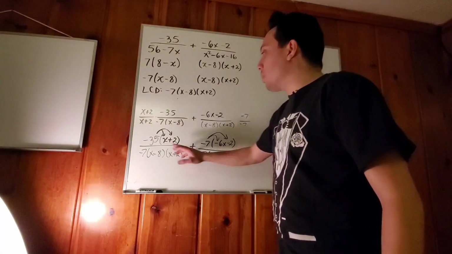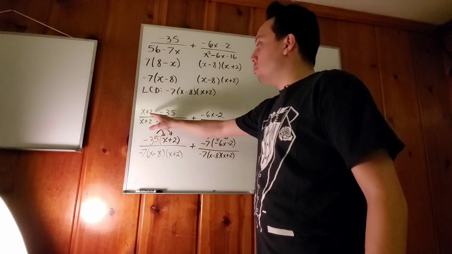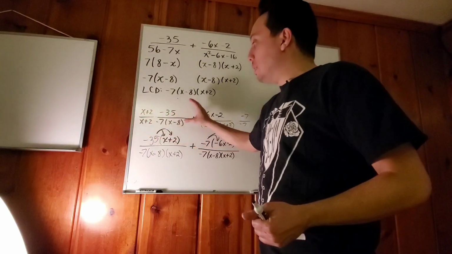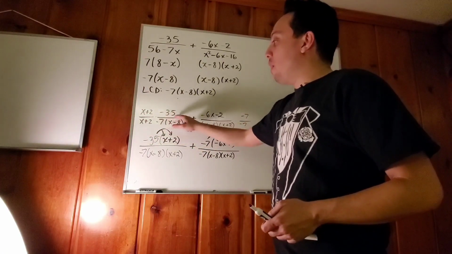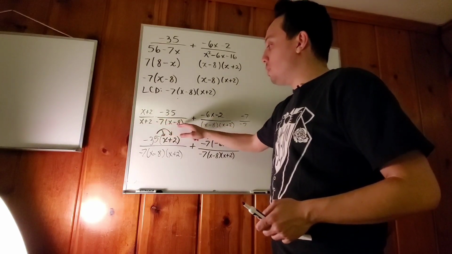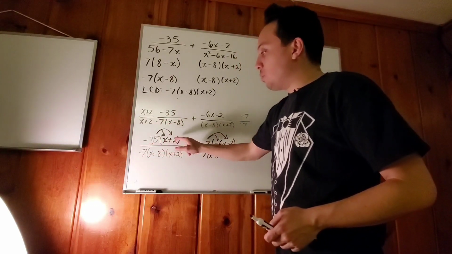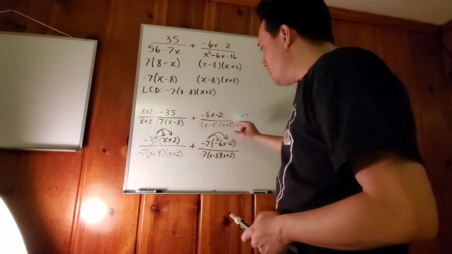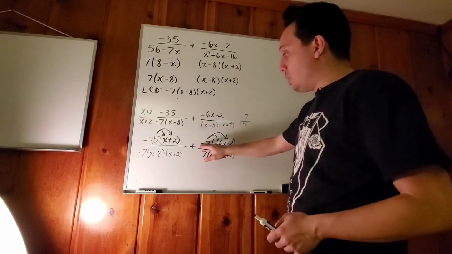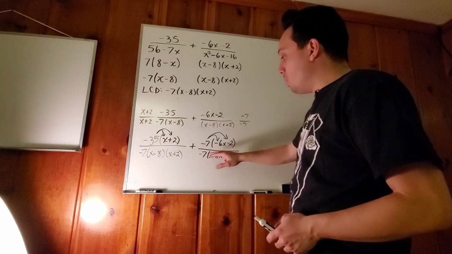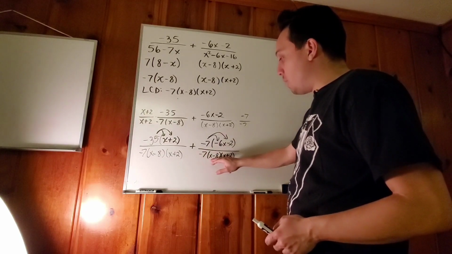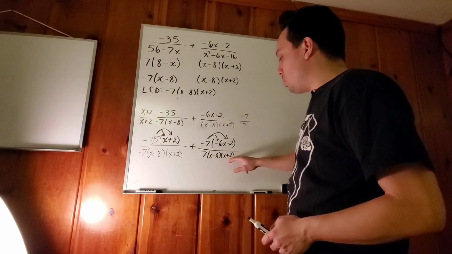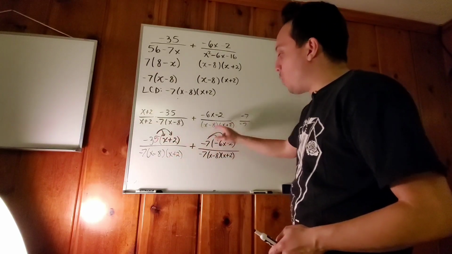Okay, so what I wrote here is I basically just multiplied the 1, x plus 2 over x plus 2 times negative 35 over negative 7 times x minus 8. So it's going to be negative 35 times x plus 2 over negative 7 times x minus 8, x plus 2. On this side, I did the same thing. I did negative 7 times negative 6x minus 2, over negative 7 times x minus 8, x plus 2. So that's what it would look like, but you have to distribute.